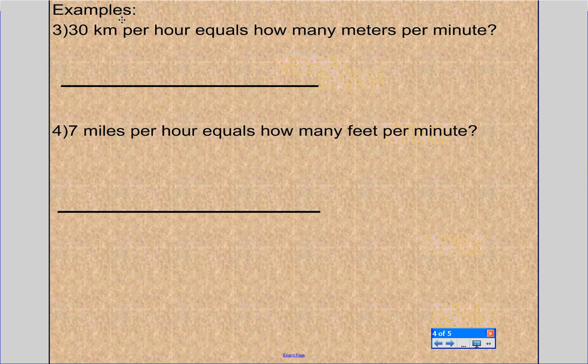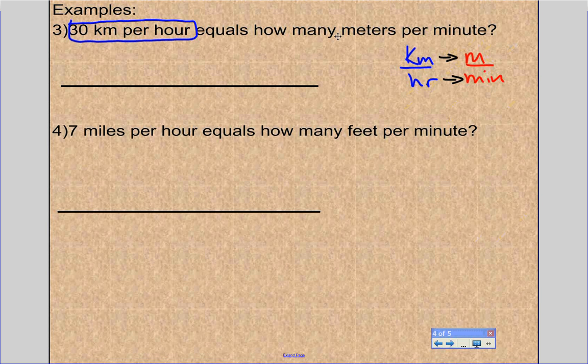So the first one, I'm starting with 30 kilometers per hour. Again, it might be helpful to write that down, kilometers per hour. And what I'm going to is meters per minute. So I need to go kilometers to meters, and I need to go hours to minutes. So for this one, I'm going to need two conversion factors.